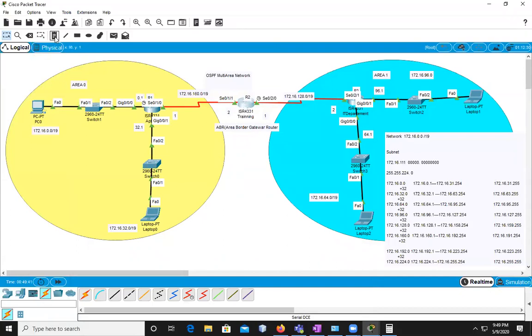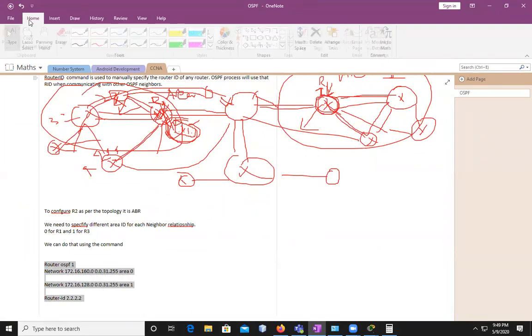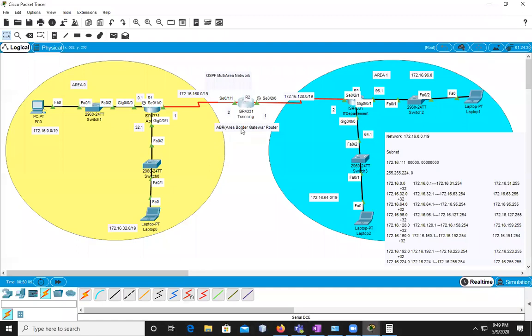And in here, you just need to give the 2 commands. It's not about network 1, it's about which network was it? 160 and 1, and 128, in our topology. So these are the two network commands and router IDs that you need to give. I'm going to write them here. So this is the command and these are the networks.